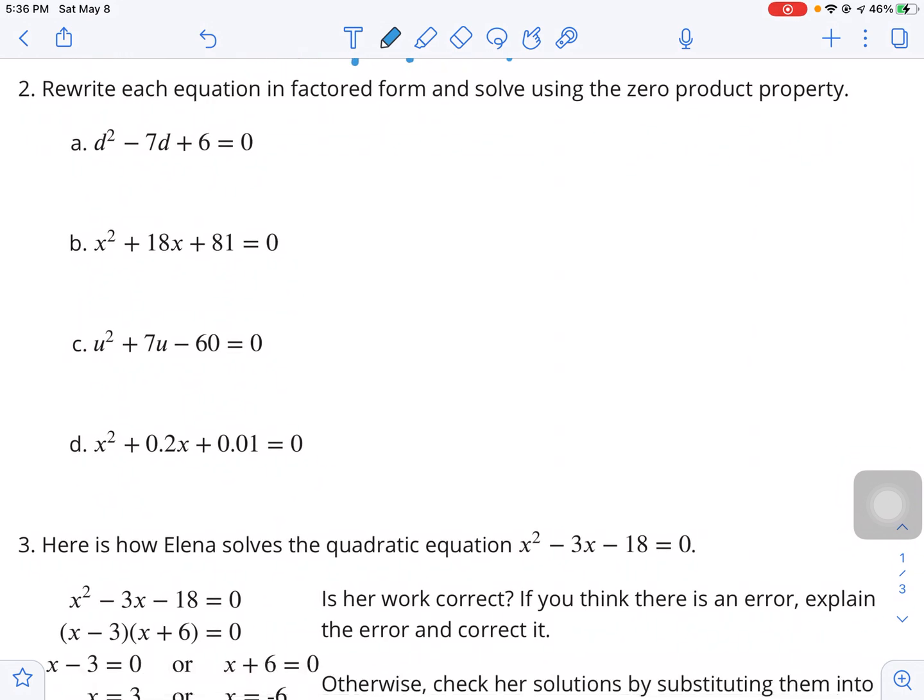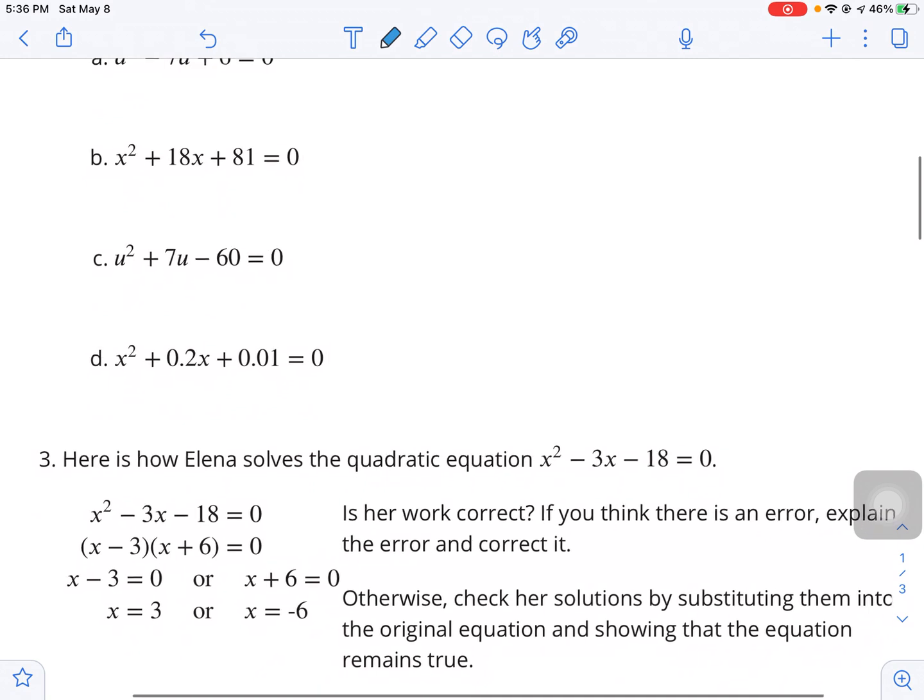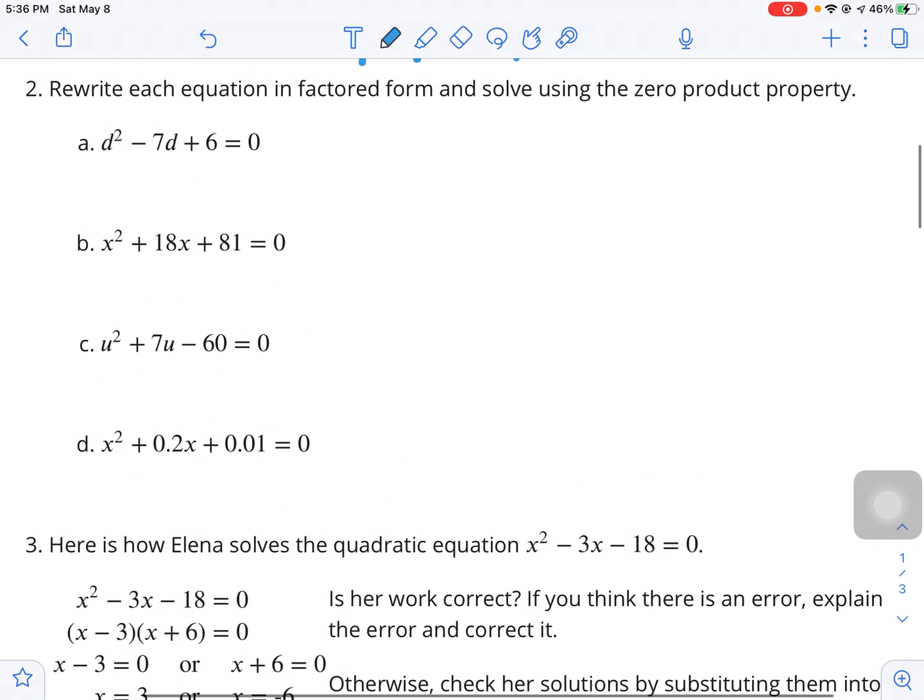Rewrite each equation in factored form and solve using the zero product property. Now we're going to come up with the factored form from this standard form.